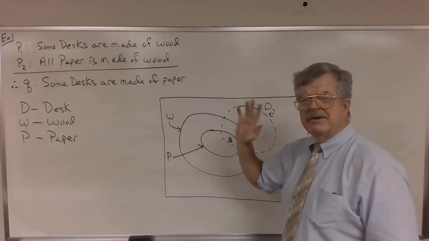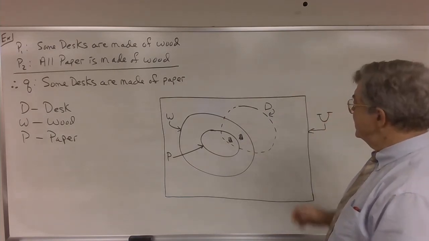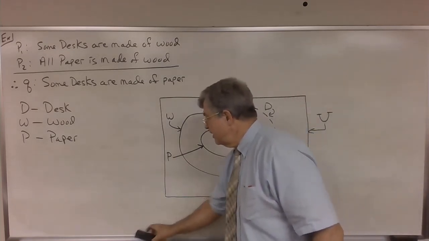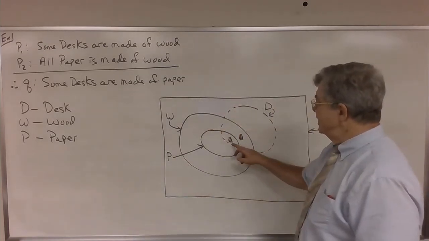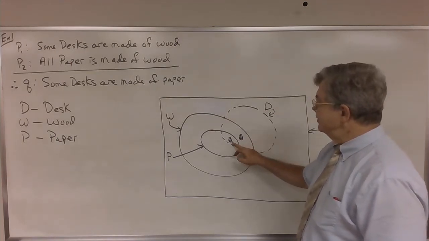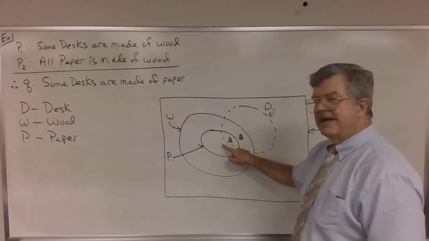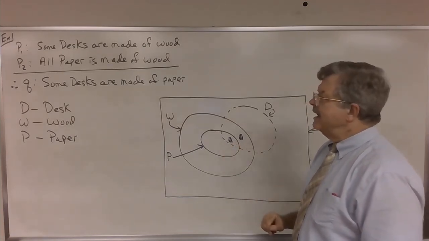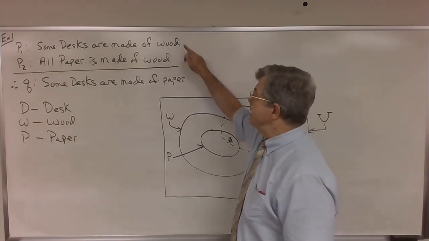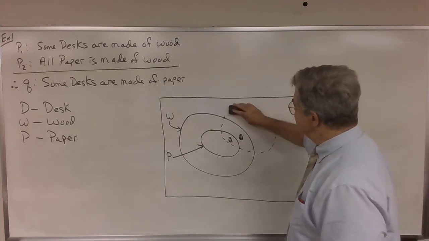I don't want to do that if I can help it. So maybe I don't want to draw my desk circle this way. Because if I draw it this way, there's a desk here, something in the D circle that's also in the P circle. This is a desk that's made of paper. I want to draw P1 so that it's true, but I also want the conclusion to be false. So let me try it again.